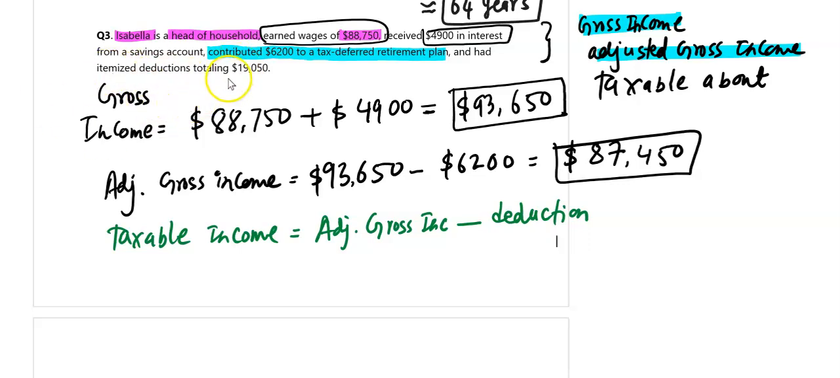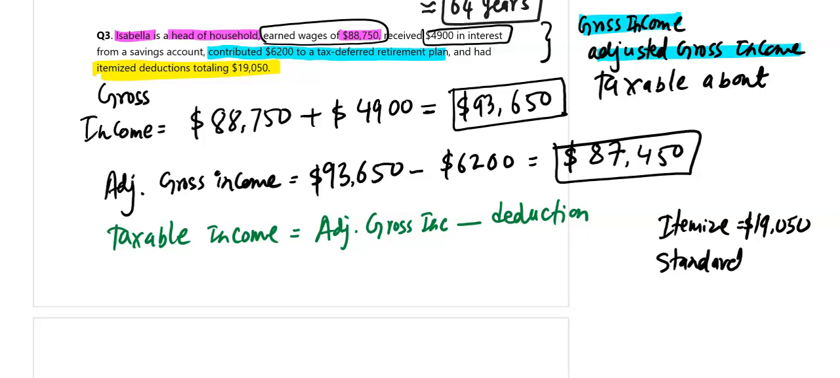There's itemized deduction, which is given here, $90,050 itemized. But the other deduction is standard. The standard deduction is given in the table. In the question, there should be a table.